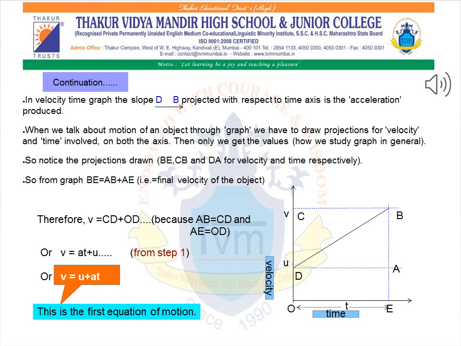From first step means what? In the previous slide we have calculated that distance CD is AT, and here we can see the distance OD is what? Actually it is the initial velocity U. So this we can write V is equal to U plus AT, and this is what the first equation of motion.